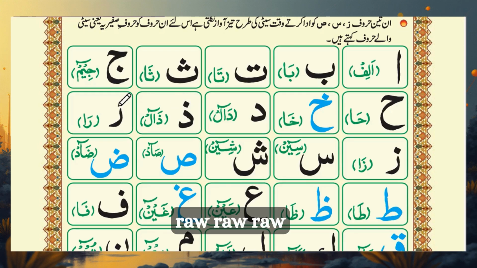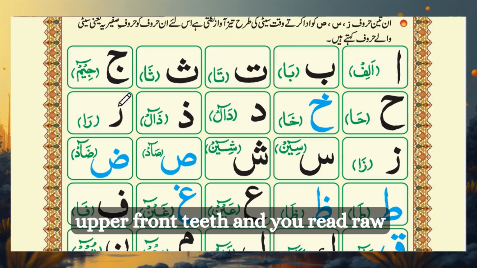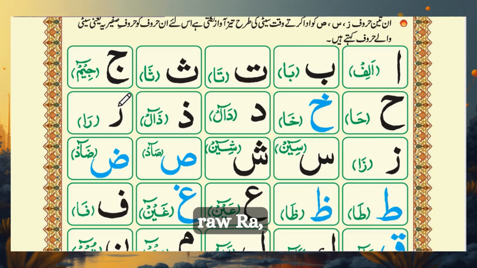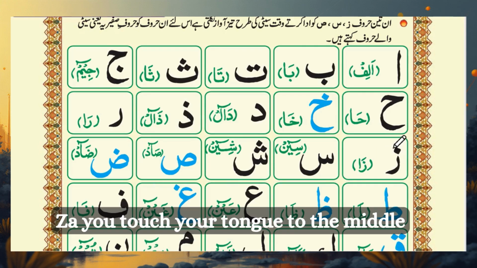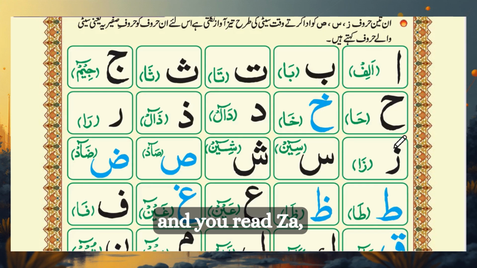Raw. You touch your tongue to the gums of the upper front teeth and you read raw. Za. You touch your tongue to the middle of your upper two and bottom two front teeth edges and you read za.